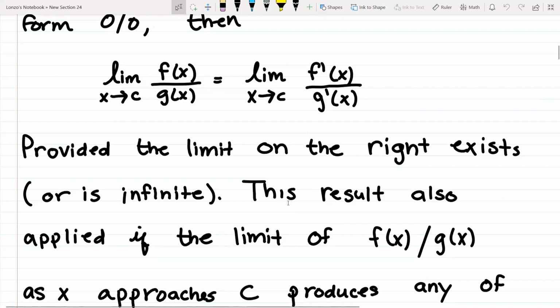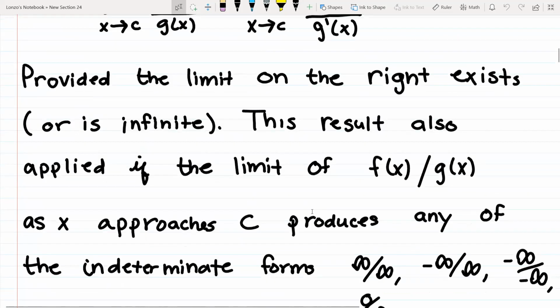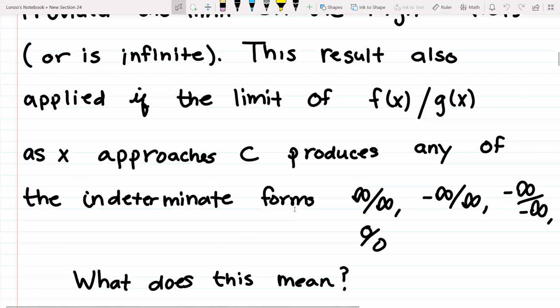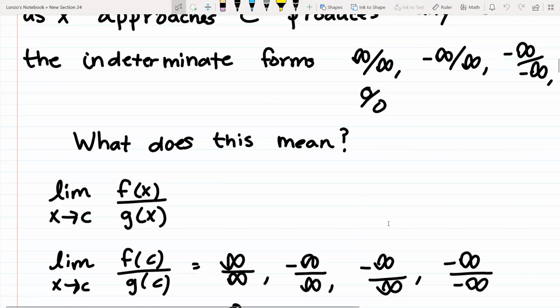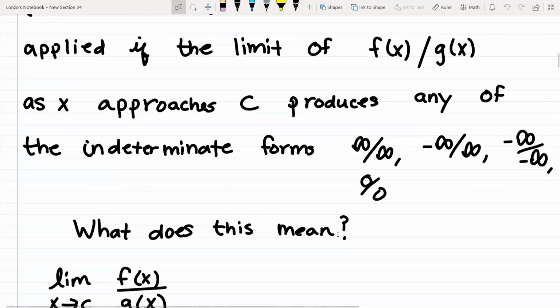or is infinite. This result also applies if the limit of f of x over g of x as x approaches c produces any of the indeterminate forms of positive infinity over positive infinity, negative infinity over positive infinity, negative infinity over negative infinity, and positive infinity over negative infinity. So what does that mean?